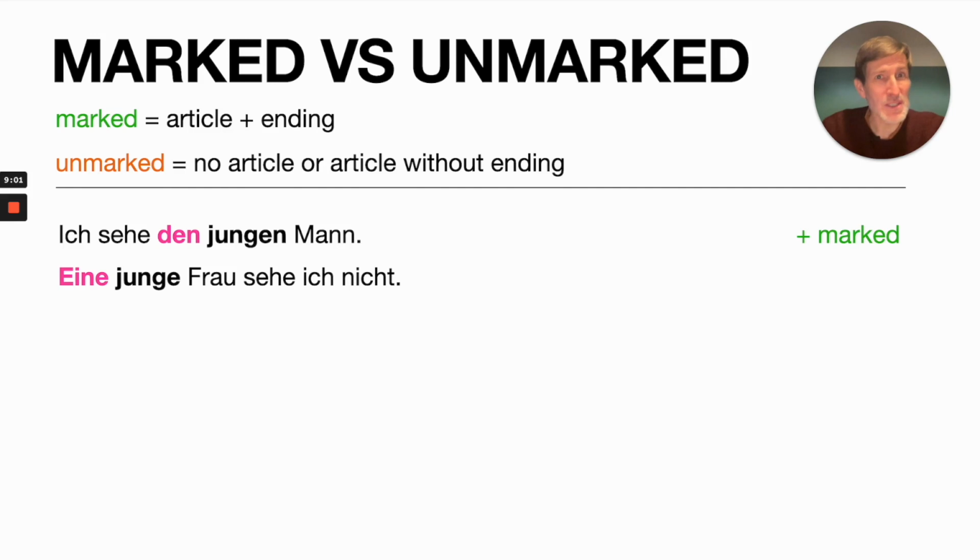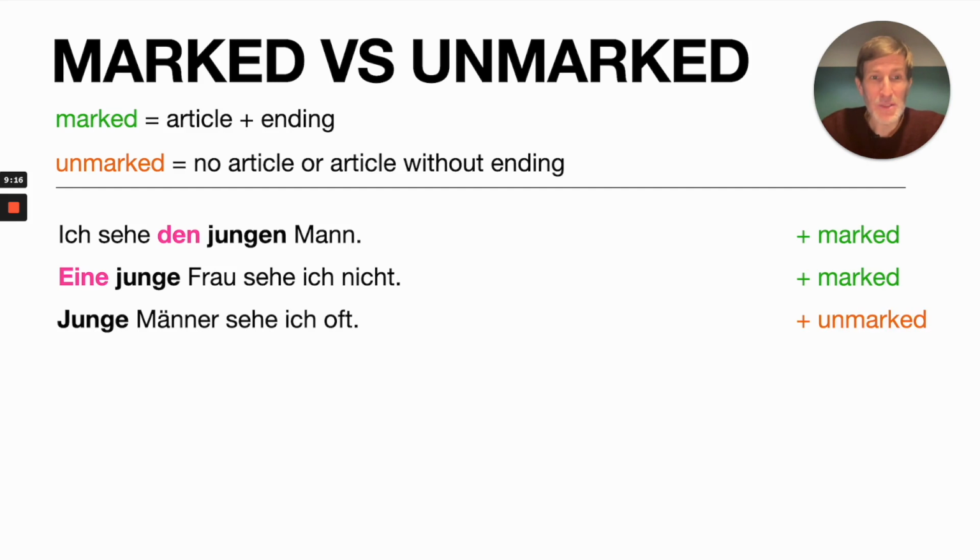So remember, marked means there's an article with an ending in front of the adjective. Eine junge Frau sehe ich nicht. You see eine. Clearly, eine has an ending, which is the e. Therefore, this is marked. Junge Männer sehe ich oft. You see there is no pink article there, and therefore, this cannot be marked. It has to be unmarked. Ein junger Hase, we have an article, ein, but it doesn't have an ending. Ein is the really base form of the article ein, so no ending means not marked.